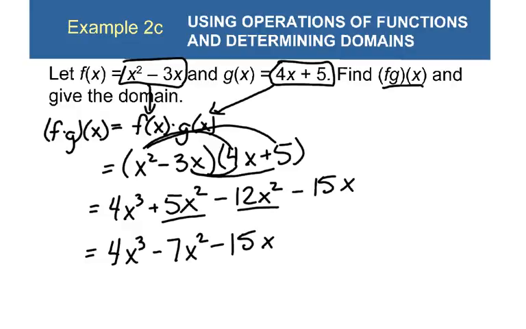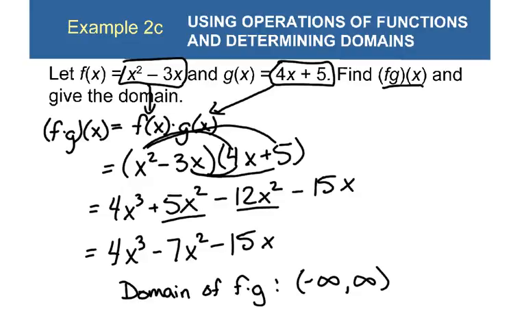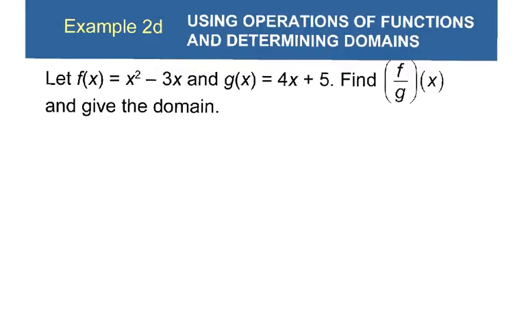And again, our domain is going to be the same thing as our f plus g and our f minus g of x. So the domain of f times g is all real numbers. Okay? Now the domain for this one changes a little bit. There's a little bit more to it. But let's go ahead and find what the function is equal to before we go and find the domain.